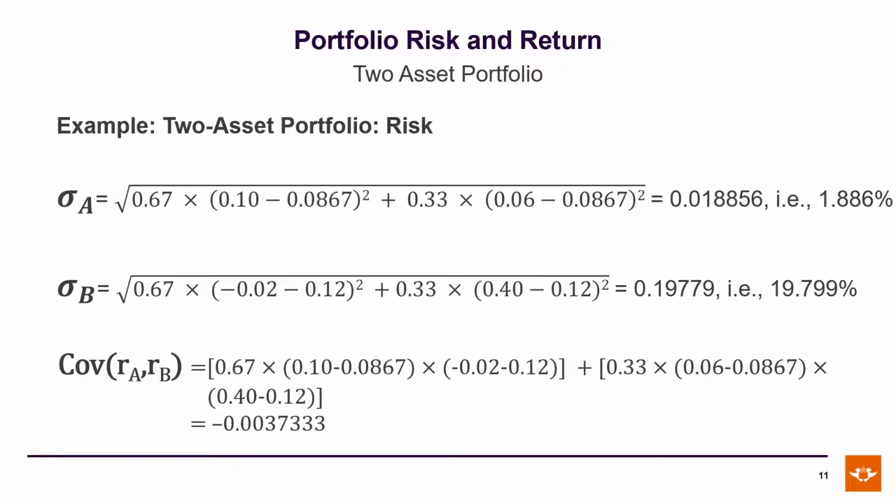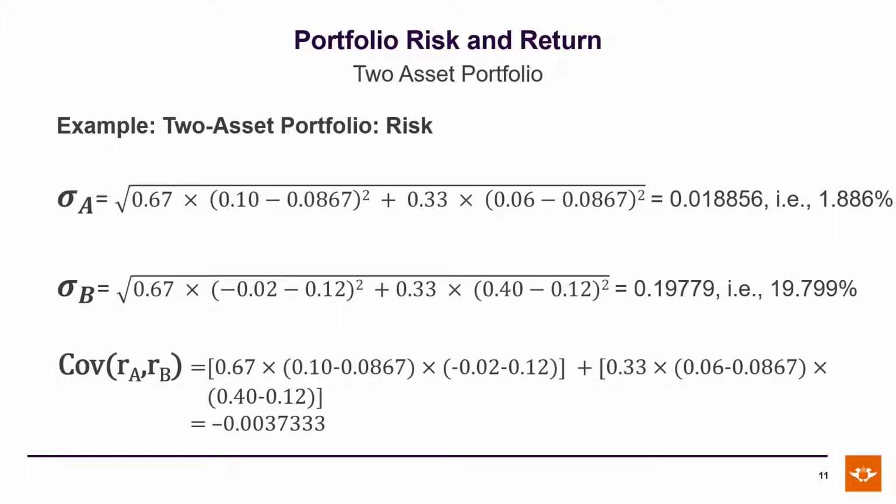So during an expansion, stock B actually generates a negative 2% return, but it generates a 40% return in a recession. Whereas if you look at stock A, it generates a 10% return during an expansion and only a 6% return in a recession. So the difference between those two is not that significant. And we can see that when we look at the standard deviation for stock A and stock B.